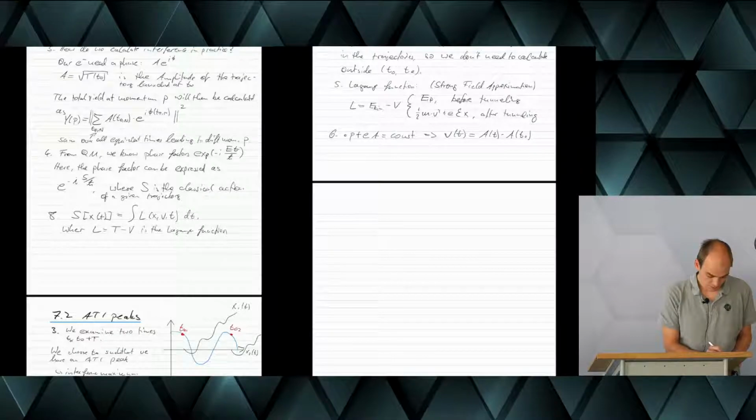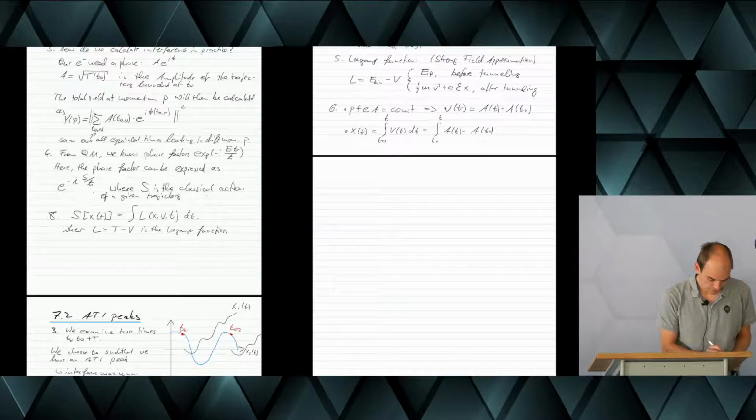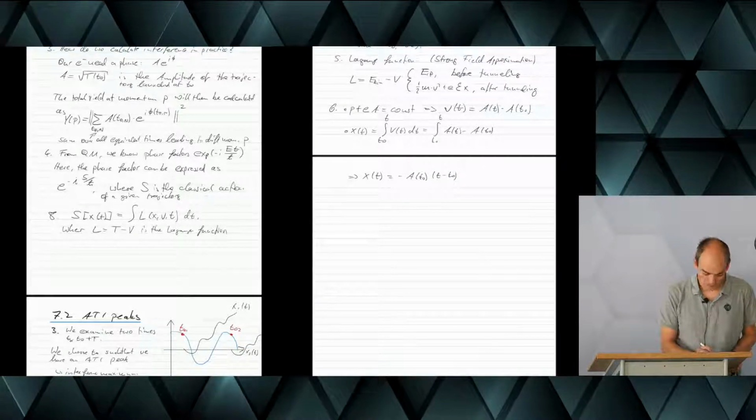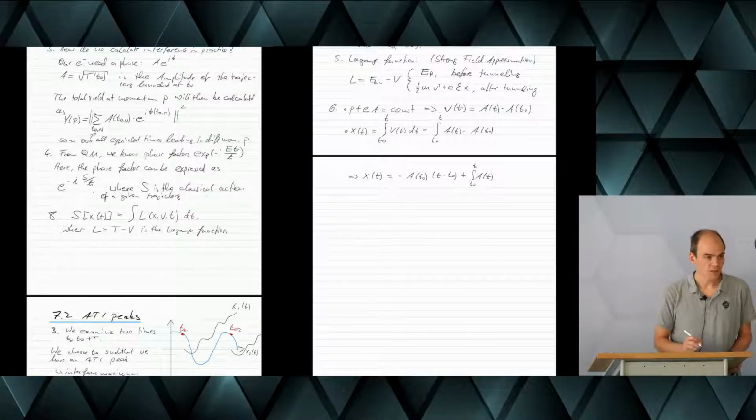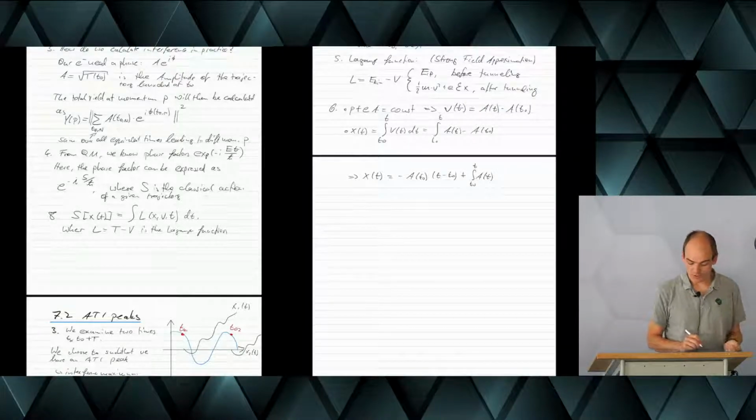So that's 1. The next one is x of t equals the integral from T0 to t over the velocity, of course. And so we integrate over the above expression there, T0 to t, A of t minus A of T0. And what we get then is x of t equals minus A of T0 times t minus T0, because A of T0 is just a constant. Yeah, so this would actually be our drift velocity. And now comes the oscillating part, and this would be the integral over the vector potential, a quantity that we encountered before.